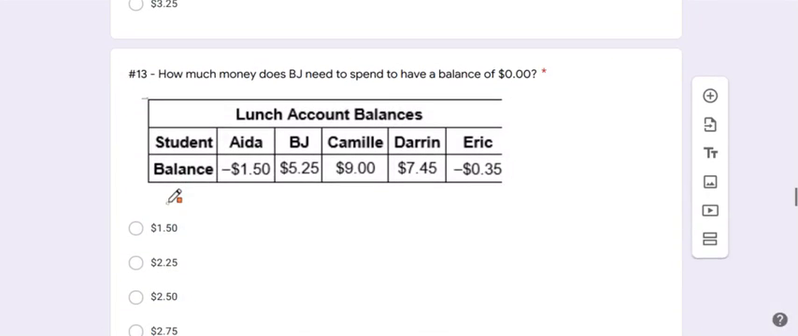Number 13, how much money does BJ need to spend to have a balance of 0? So here's BJ. He has $5.25. If we want to know how much does he have to spend to get to 0, well, he's got to use all of his money. So he's got to use that amount.